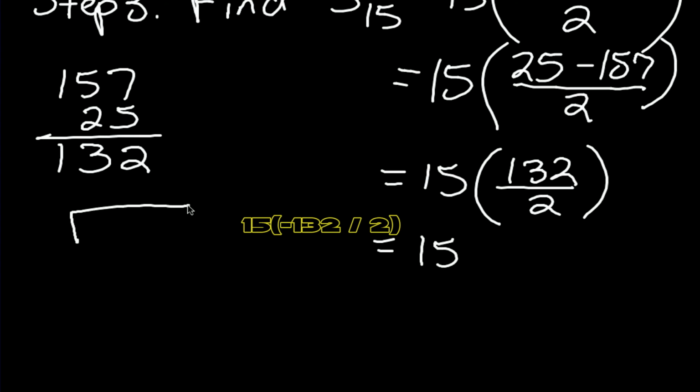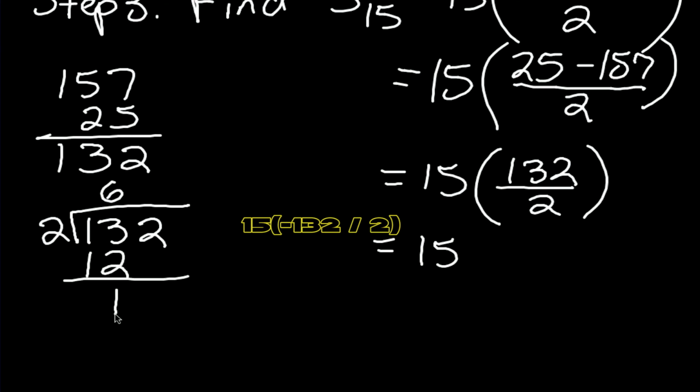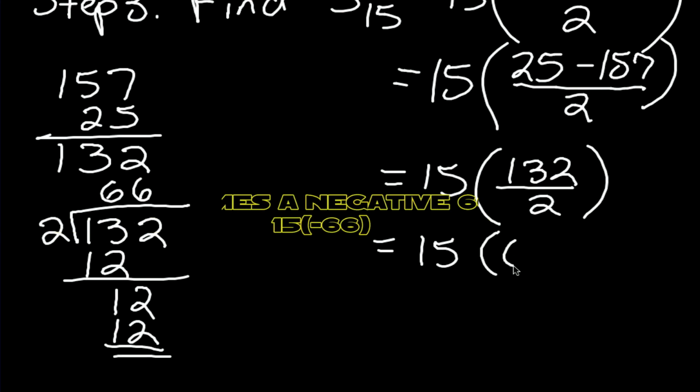Let's do a little bit of long division to do that. So 2 will go into 13 6 times. 2 times 6 is 12. 13 minus 12 is 1. Bring down the 2. 2 will go into 12 6 times. 2 times 6 is 12, so it comes out even. So that's good. So that's going to give us 15 times 66.